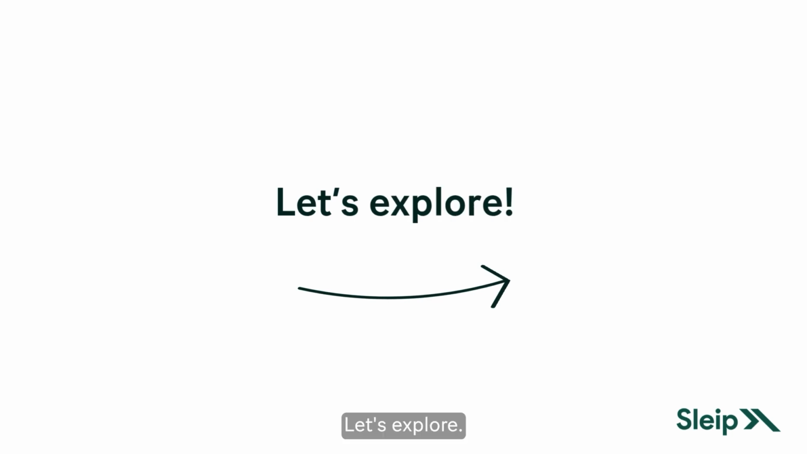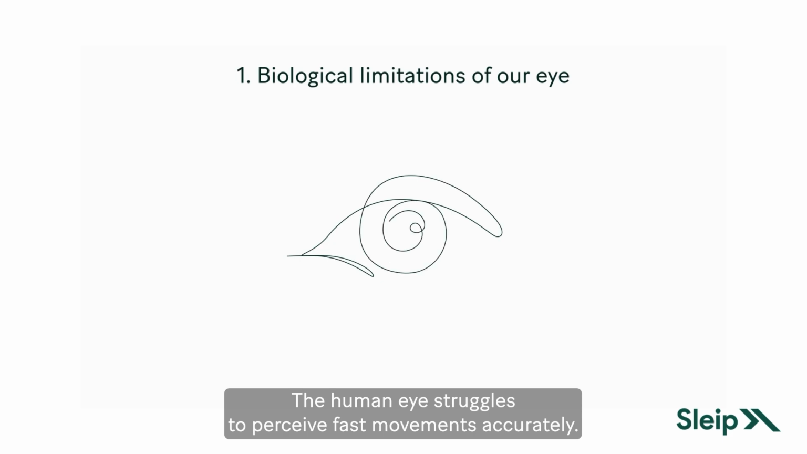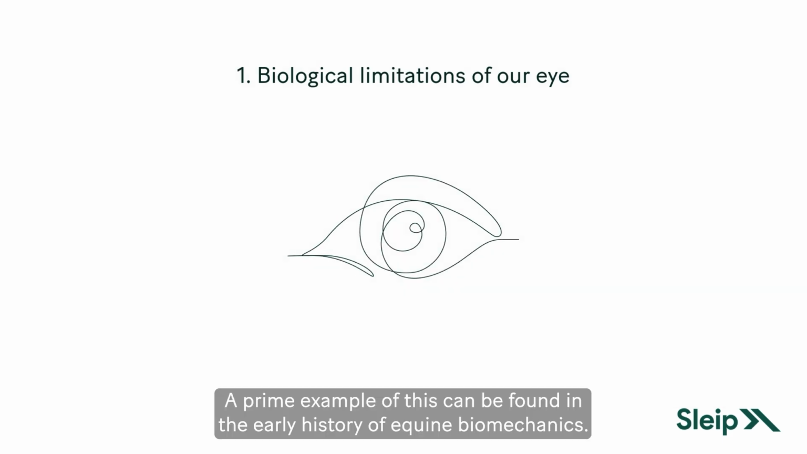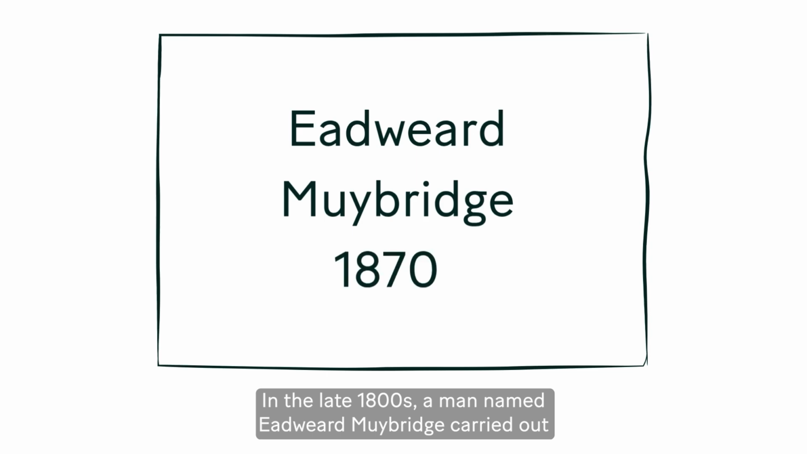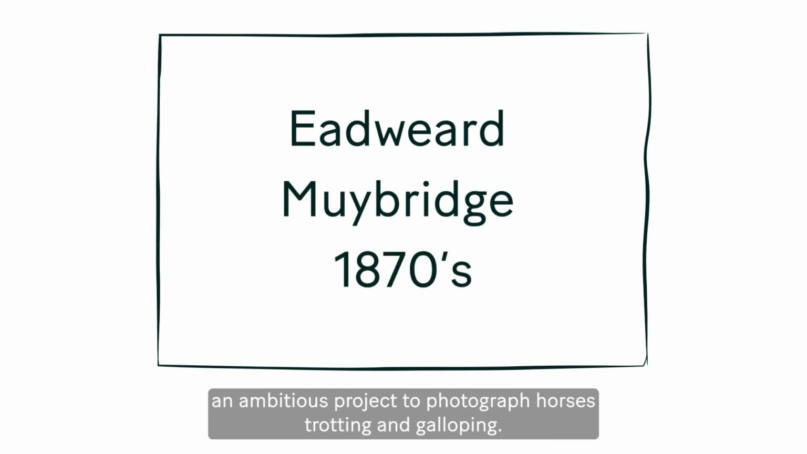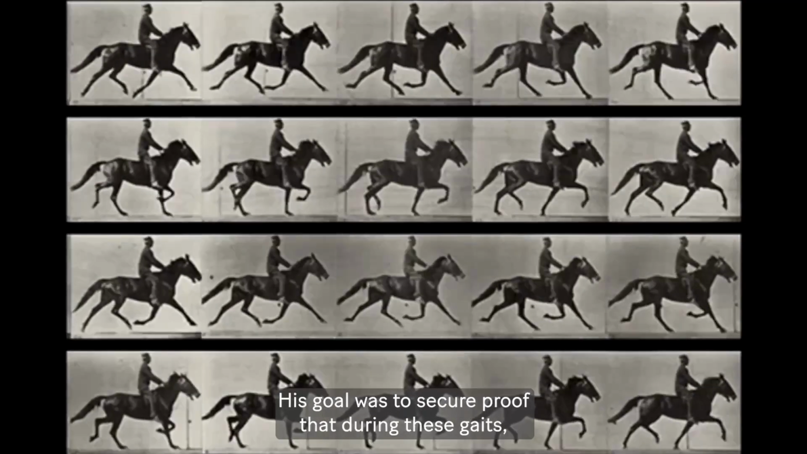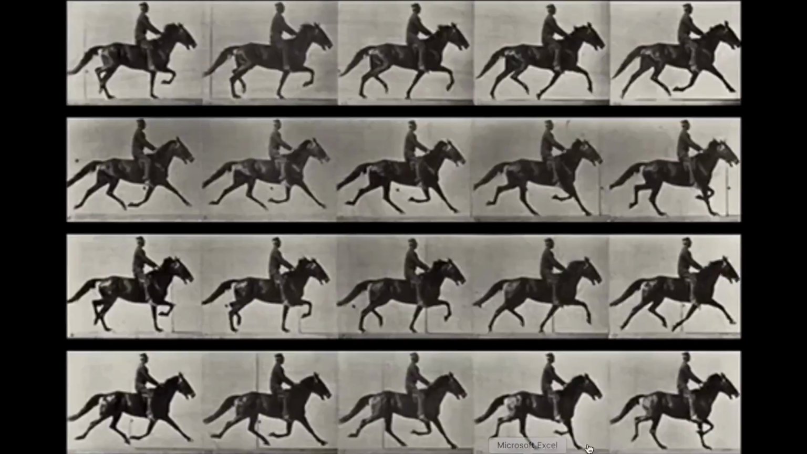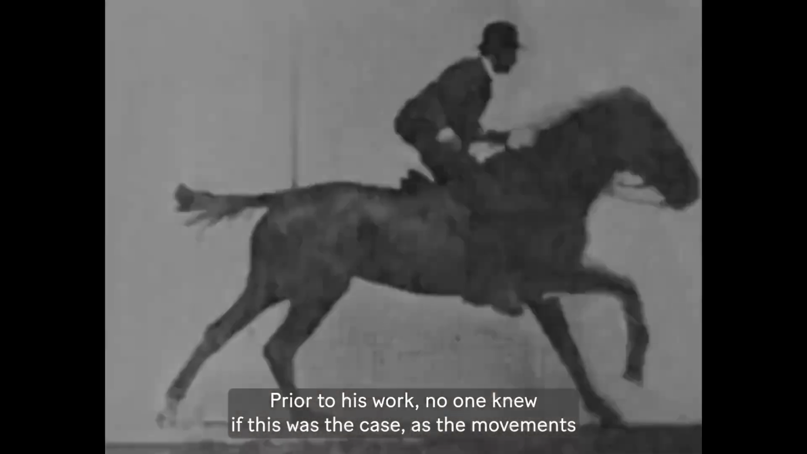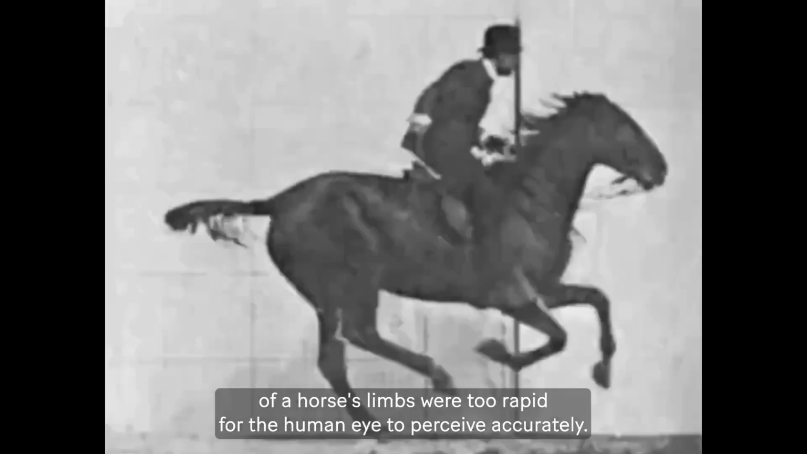Let's explore. The first is biological limitations. The human eye struggles to perceive fast movements accurately. A prime example of this can be found in the early history of equine biomechanics. In the late 1800s, a man named Edward Muybridge carried out an ambitious project to photograph horses trotting and galloping. His goal was to secure proof that during these gaits, there are brief moments when all four of the horse's hooves are off the ground. Prior to his work, no one knew if this was the case, as the movements of a horse's limbs were too rapid for the human eye to perceive accurately.